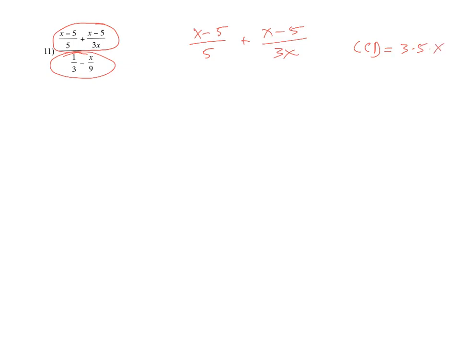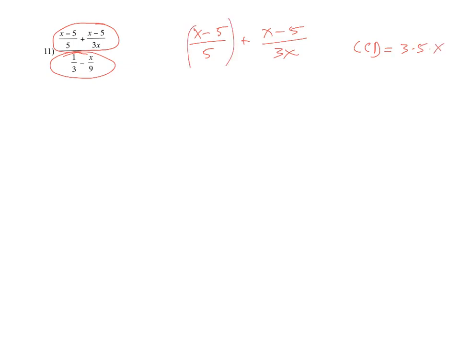Number 11, here we have a compound fraction, right? So basically what we want to do is write this as a fraction over a fraction. I always find it easiest to deal with just one of these at a time. So we're looking just at the numerator. We're getting x minus 5 over 5 plus x minus 5 over 3x. So for this one, our LCD would be 15x, or 3 times 5 times x, right?